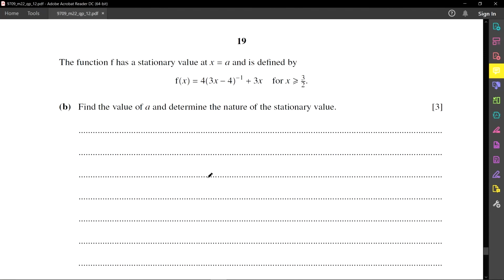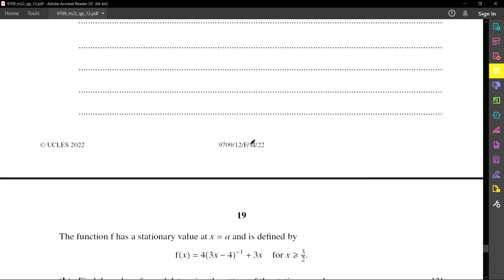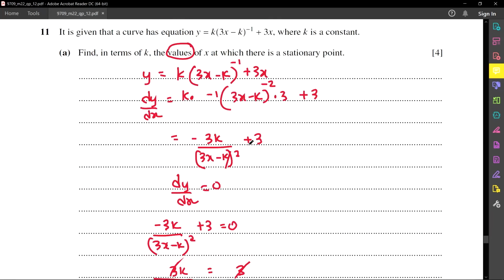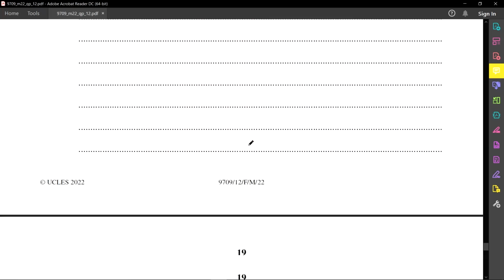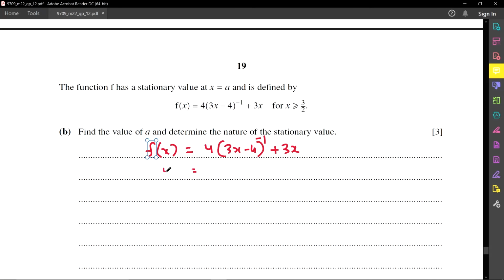The function has a stationary value at a and is defined by f of x equal to 4 into 3x minus 4 whole power minus 1 plus 3x. Now this seems something relating to the first part. So the first part is y equal to k into 3x minus k whole power minus 1 plus 3x.